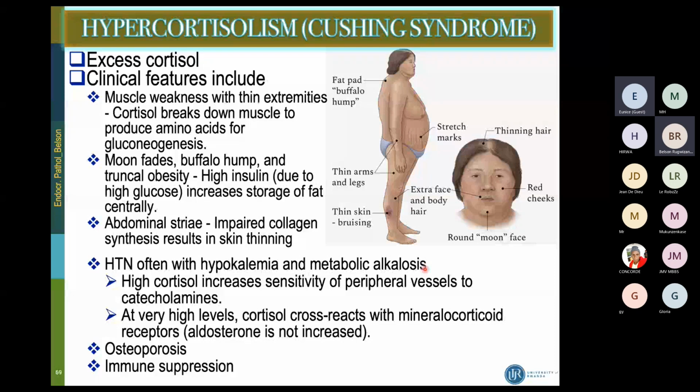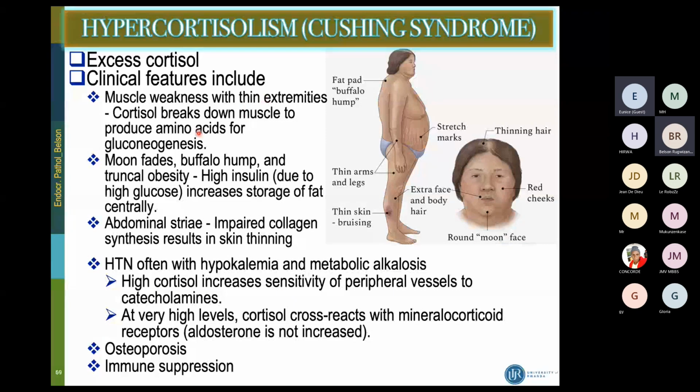So clinical features: muscle weakness, with thin extremities, the arms and legs are thin because the muscles are weak or wasted, but elsewhere the abdomen is fat, the shoulders are fat, with a fat pad like a buffalo hump on the back. So we can say there is a central obesity, the periphery is not obese. So obesity tends to be on the trunk.